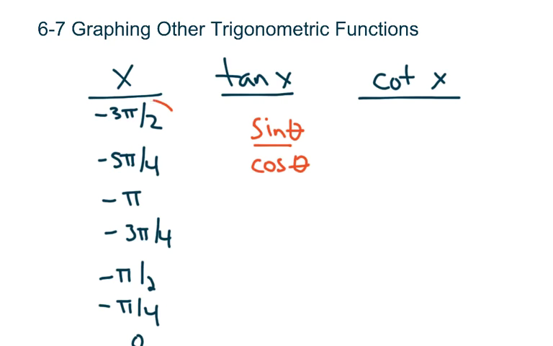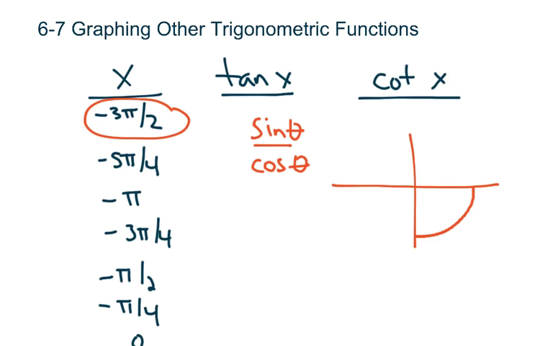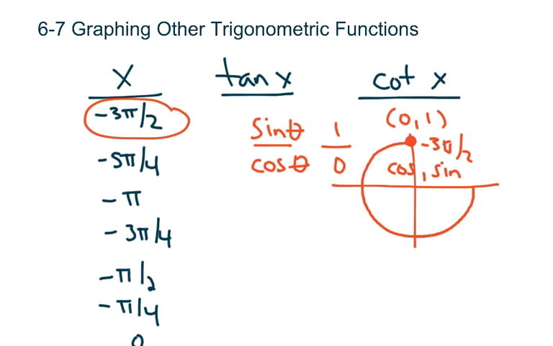If you think about where negative 3 pi over 2 would be on the coordinate plane, remember negative angles go this direction, so negative pi over 2, negative pi, this is where negative 3 pi over 2 is. This ordered pair is at 0, 1. Remember that the ordered pairs, where the terminal rays hit the unit circle, are cosine, sine. So if you do sine over cosine, you get 1 over 0. And what's 1 divided by 0? Well, it's undefined.